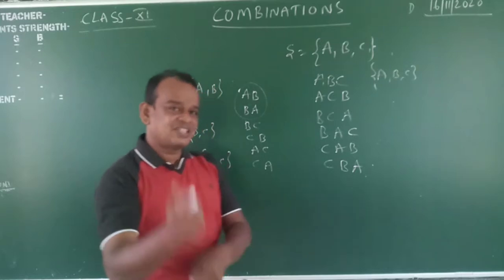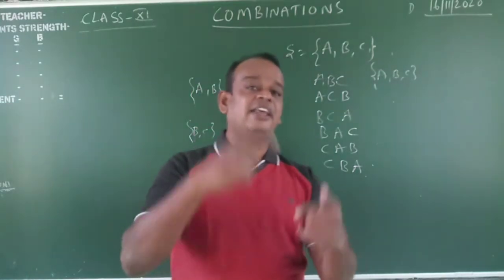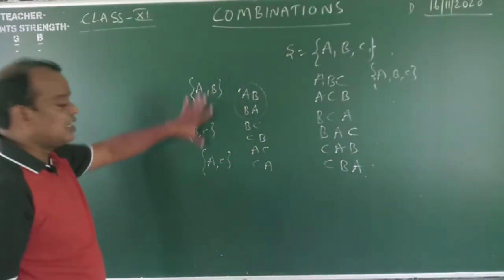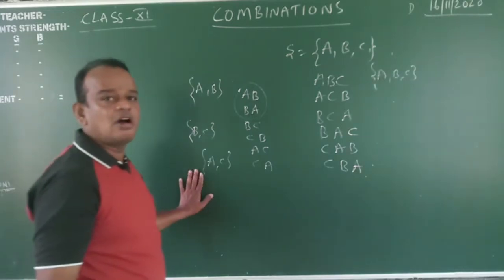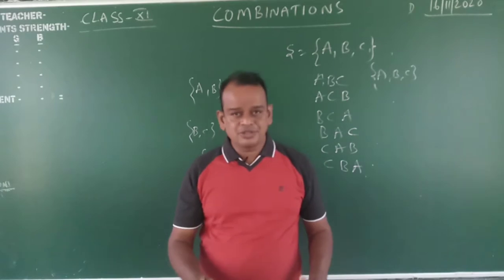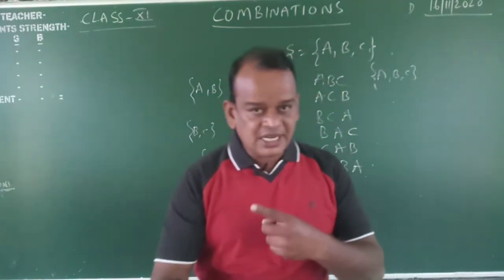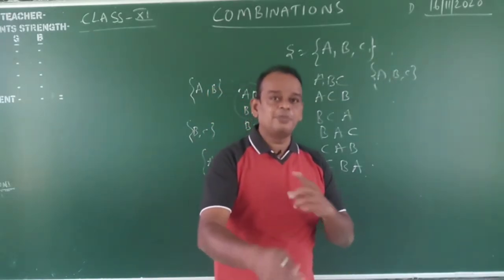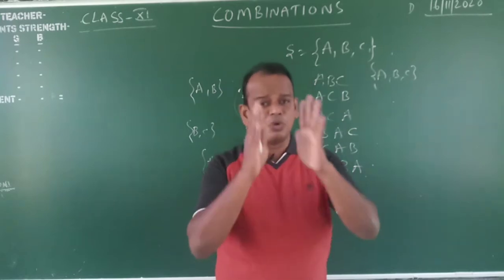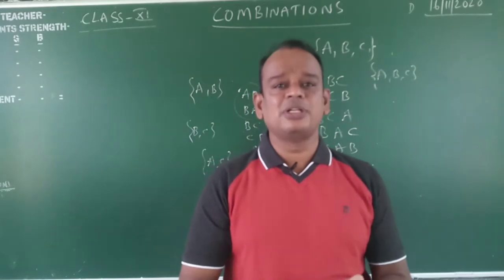Permutation means selection and arrangement. Selection of the objects and arrangement is called permutation. Combination means only selection, not arranging the objects or things. My dear students, I hope you understood. Permutation means selection of the objects and again arranging them in a particular order. But combination means only selection of the objects.